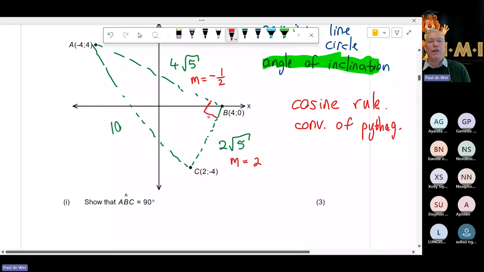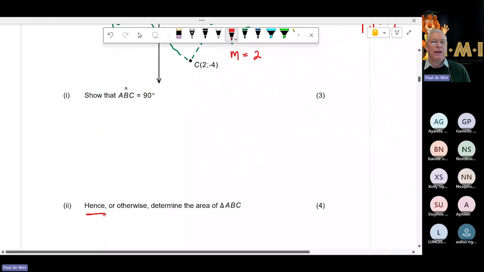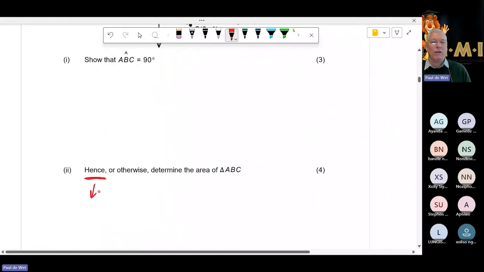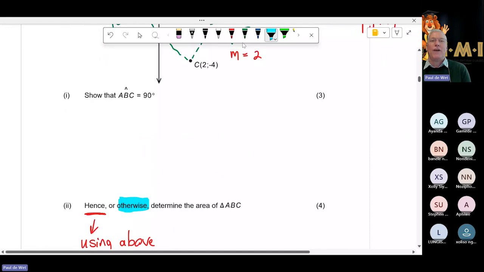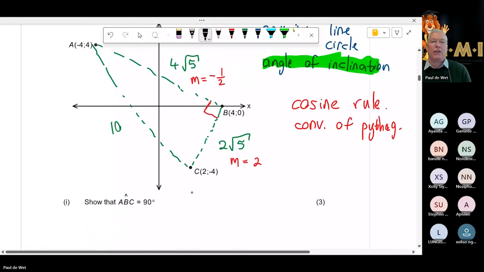Okay. Now, very often in maths, okay, it says hence. Hence means using what we've just done. Using the above. But it does say, or otherwise. Okay. All right. So, who can tell me now, to find the area of this triangle, what are we going to do? We are going to use the same rule. The sine rule. Tell me what you're going to do.